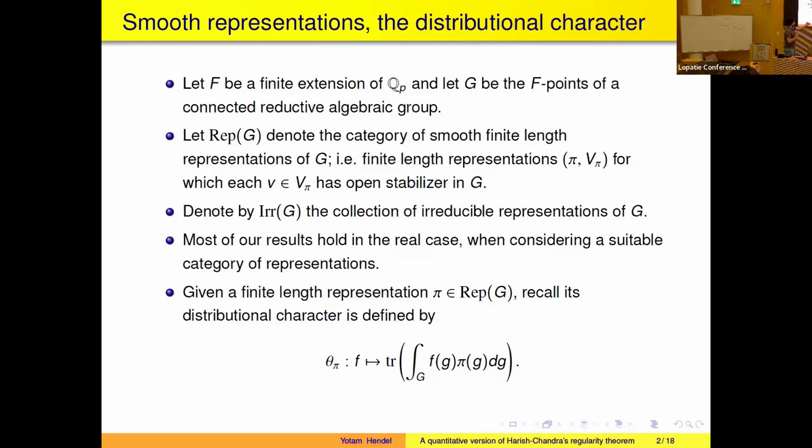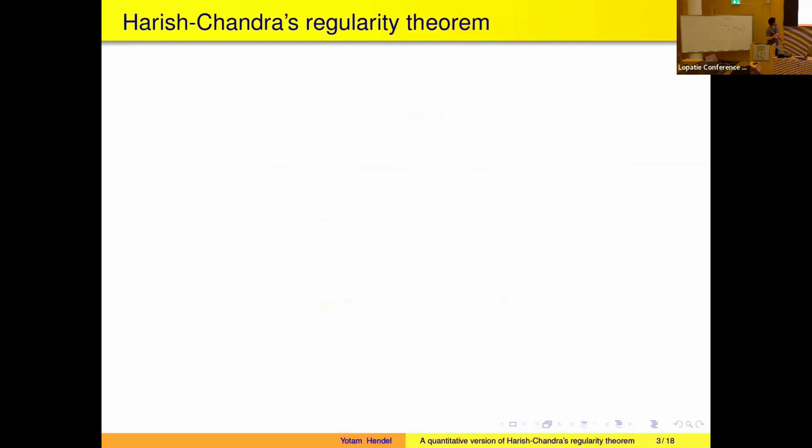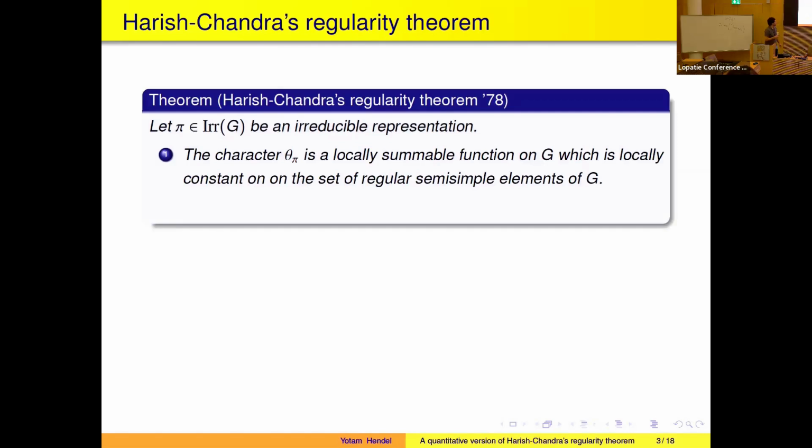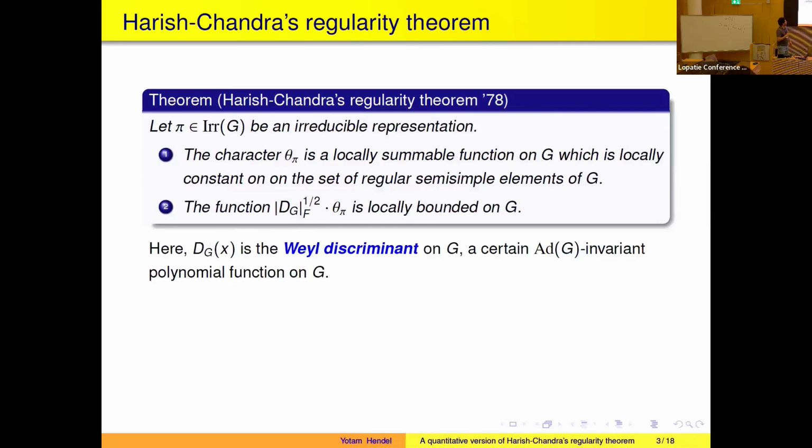As you see, a priori this is a distribution on G, but due to the theorem of Harish-Chandra, if we have an irreducible representation pi, then this character is given by a locally integrable function, so a locally summable function. In addition, this function is locally constant on a dense open set, the set of regular semisimple elements. Furthermore, if I take this function and multiply it by a certain function called the Weyl discriminant to the power of 1/2, then this is locally bounded.